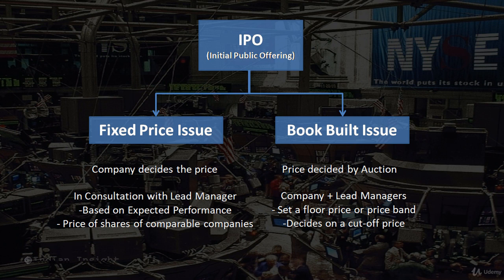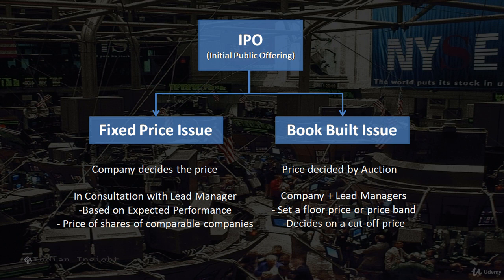Alternatively, the issuer may specify a price band, that is a minimum and maximum price within which the investors can bid. When the issue opens, the investors place a bid price and a corresponding bid quantity. This bid price is required to be above the floor price or within the price band. Once all the bids have been received, the issuer of the security, in consultation with his lead manager, decides on the cut-off price for the security.